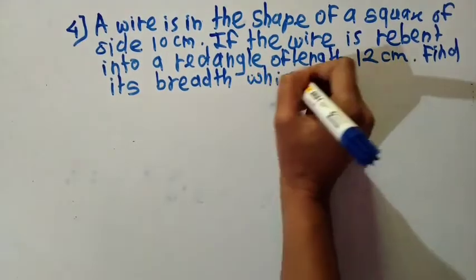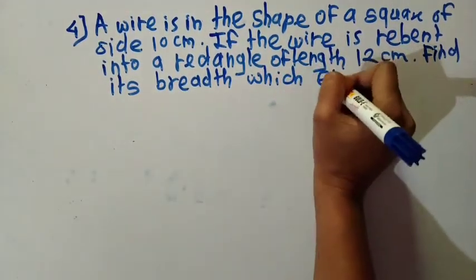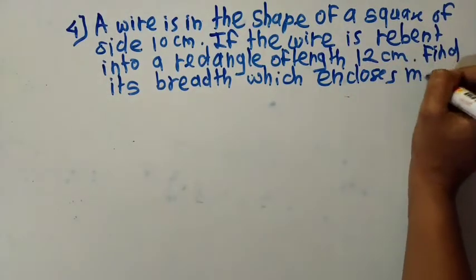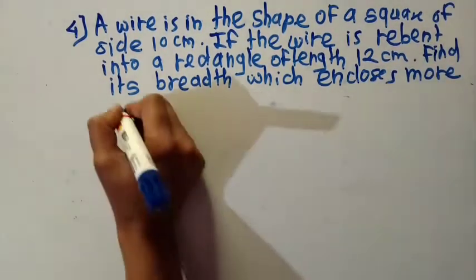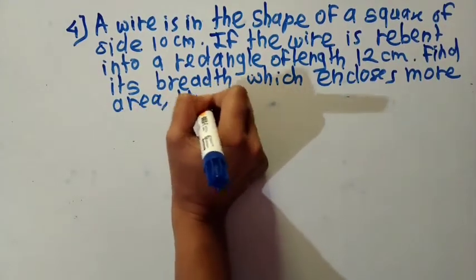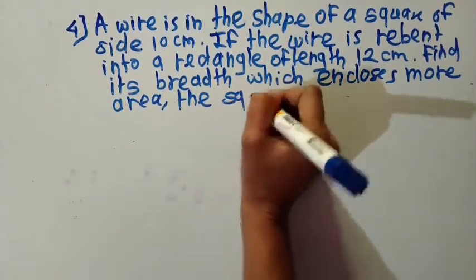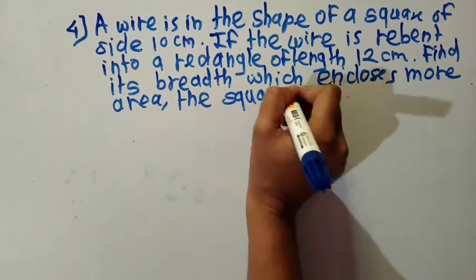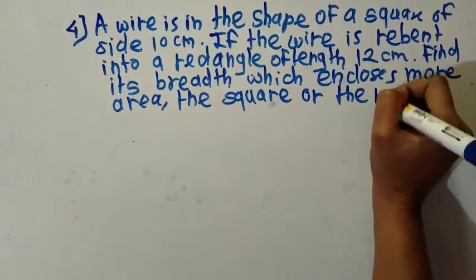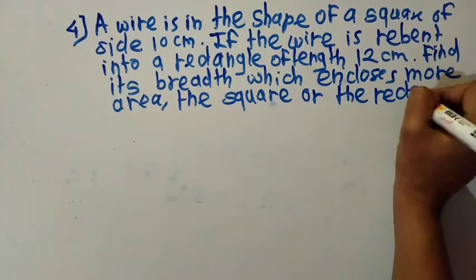Which encloses more area, the square or the rectangle?